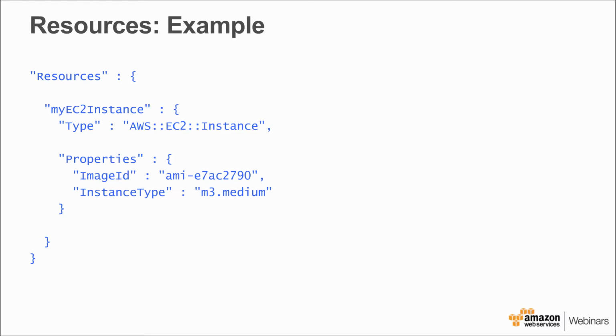For instance, in this example, we're creating MyEC2Instance. The type is, of course, an EC2 instance. And then in this particular case, the properties indicate the image ID for the AMI that we want to use, again, the Amazon Machine Image. And then the instance type tells us what size VM we want that instance to run on.